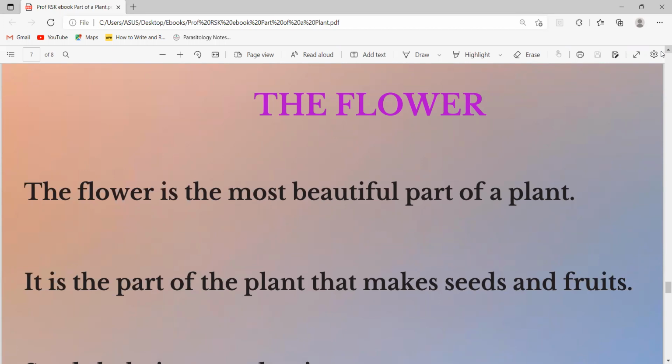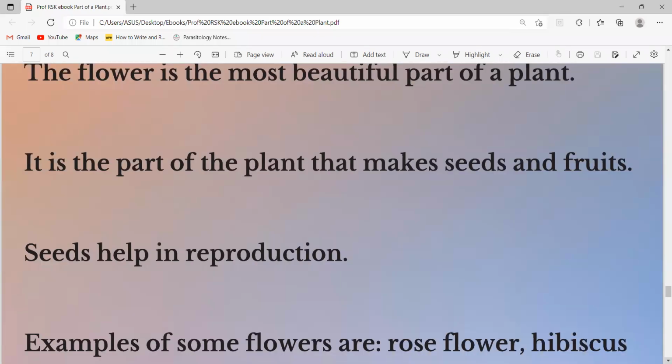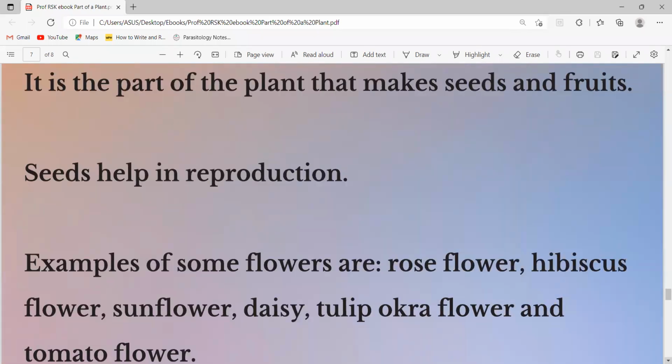So the flower is the most beautiful part of the plant. I agree strongly, it's true. It is the part of the plant that makes seeds and fruits. Already said that. All right. So what again can the flower do? It helps in reproduction. That is also true. I stated it. And then examples of flowers may include all the flowers that you know.